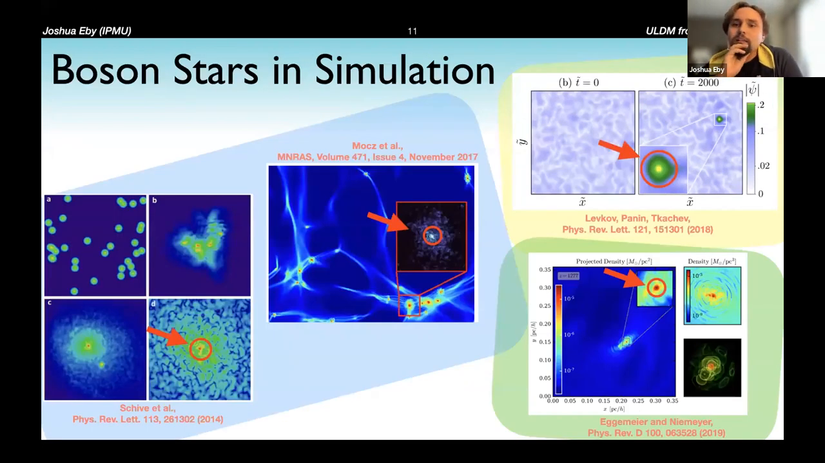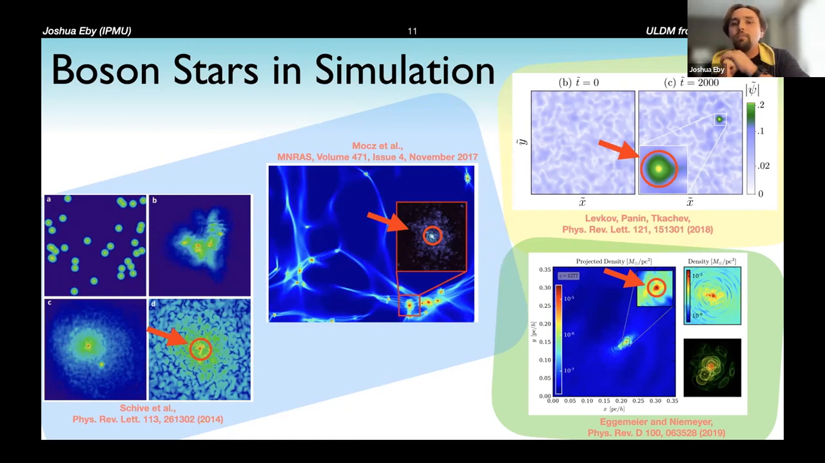This one simulation by Levkov, Panin, and Tkachev used non-physical initial conditions to kind of prove a point. But there are now many simulations with very different kinds of initial conditions and also very different parameters for the ultralight scalar field. And they seem to generically find formation of boson stars on astrophysically fast timescales. So in the two simulations on the left, there are very ultralight scalars with sort of cosmological initial conditions. So you see galaxies forming, and then they form these boson stars in the center of galaxies.